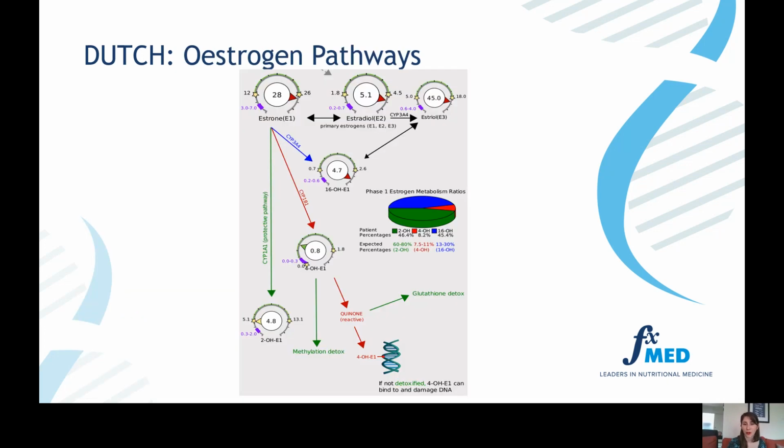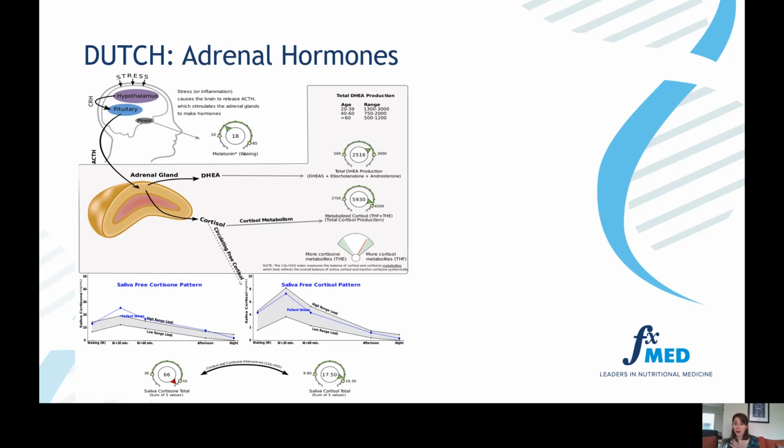And then going down this 4-OH pathway, we would hope to see between 7.5 to 11%, and we're actually seeing 8.2, so that's all right. And then the 16-OH pathway, the more proliferative, we would hope to see between 13 and 30, and that one's quite high at 45%. So we're detoxing more than we would like down the 16-OH pathway. And we can explore different ways to support the body to detox down our preferred pathways.